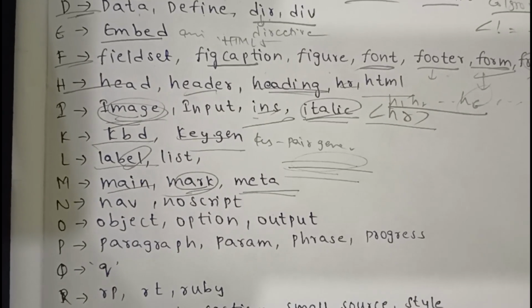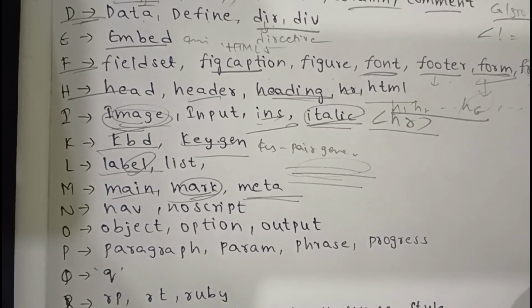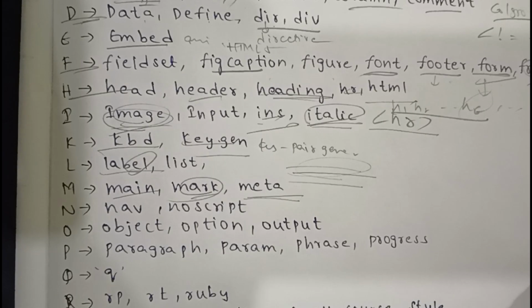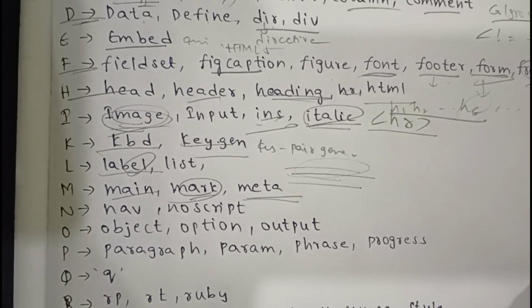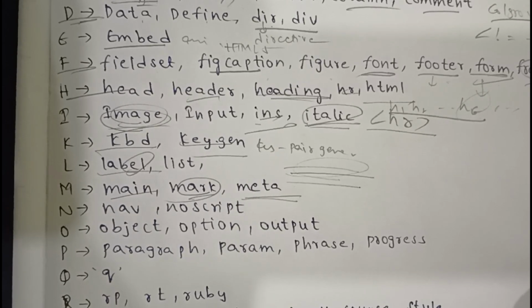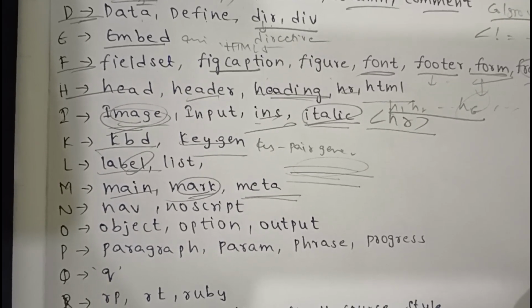Meta means the tag is regularly used to give keywords, descriptions, author data, or any other metadata. It provides important information about the document.